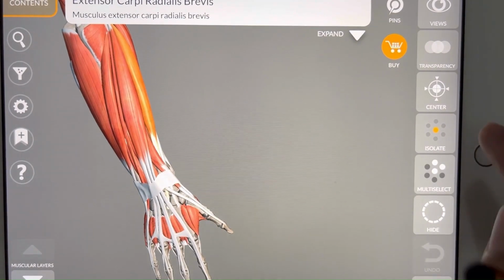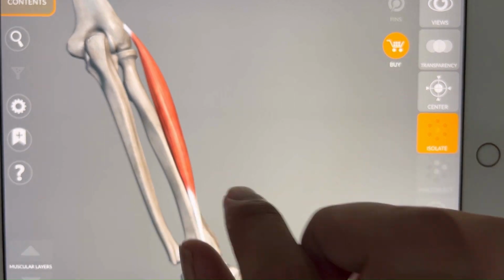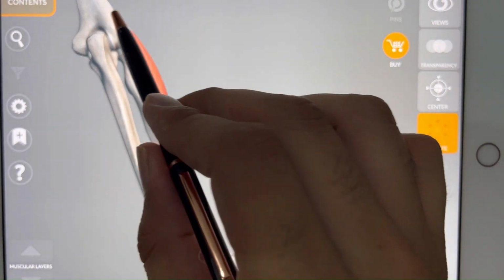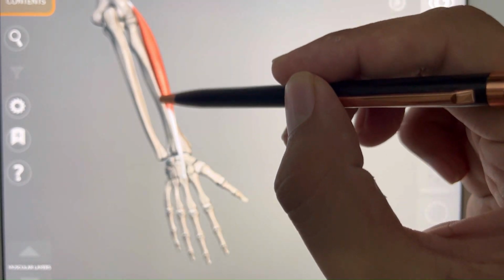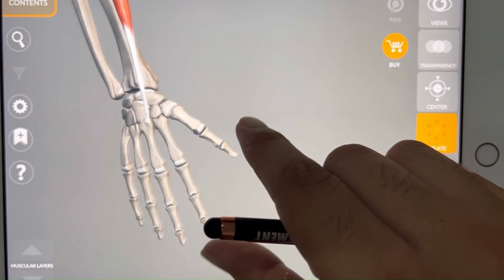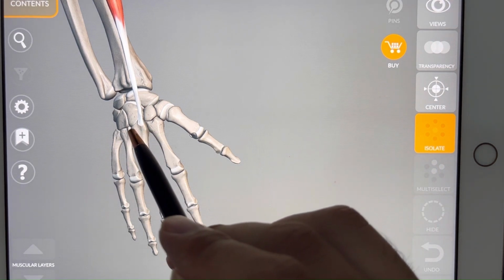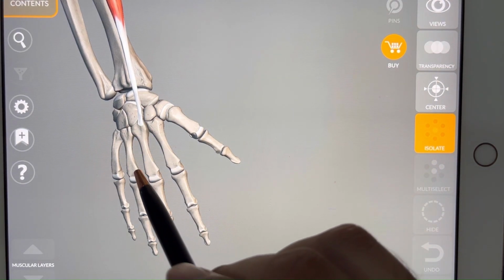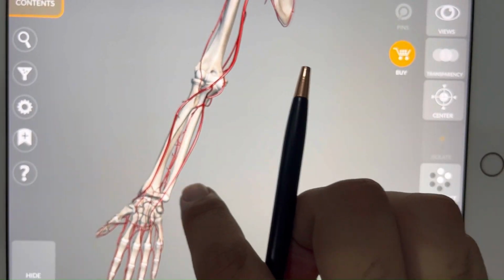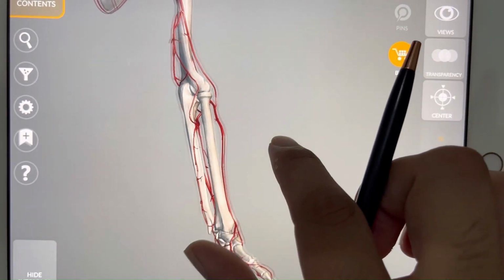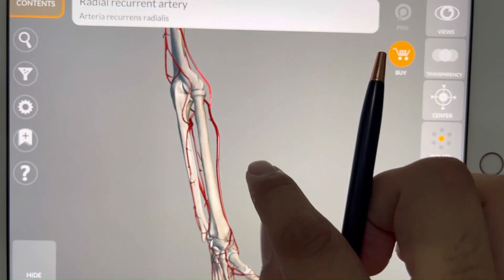Students, the extensor carpi radialis brevis muscle, as we have discussed, originates from the lateral epicondyle of the humerus bone, and this muscle runs inferiorly and inserts into the base of the third metacarpal bone. This is the third metacarpal bone. Now moving toward the blood supply of the extensor carpi radialis brevis muscle. This muscle is supplied by the radial recurrent artery.